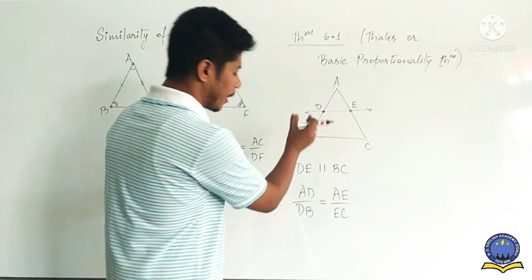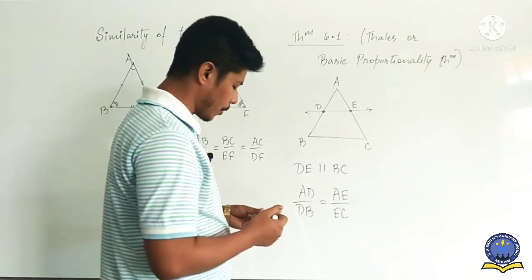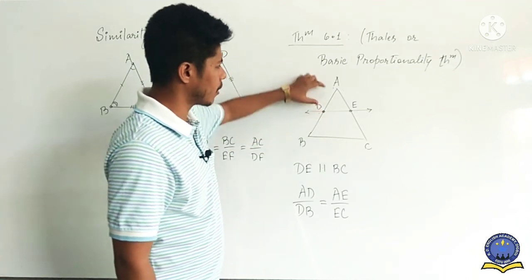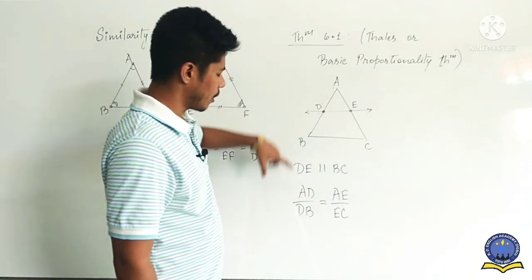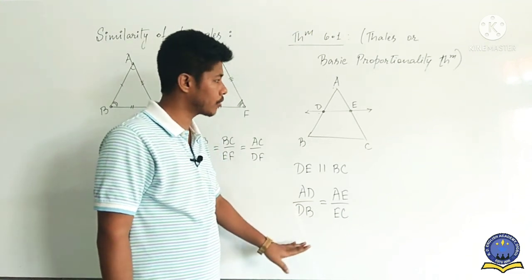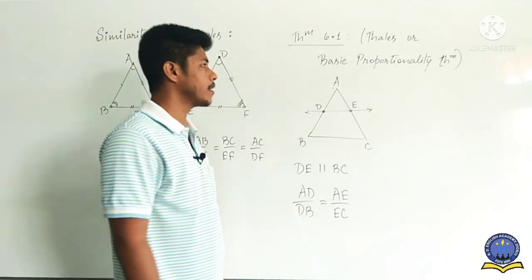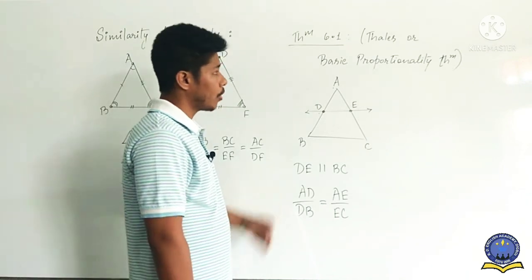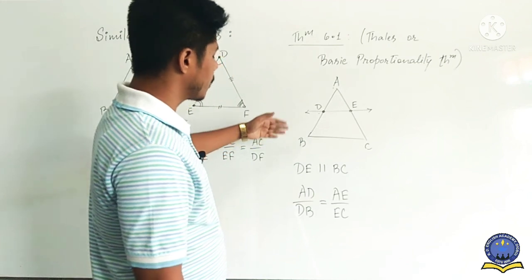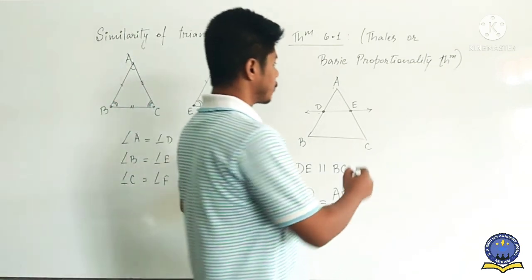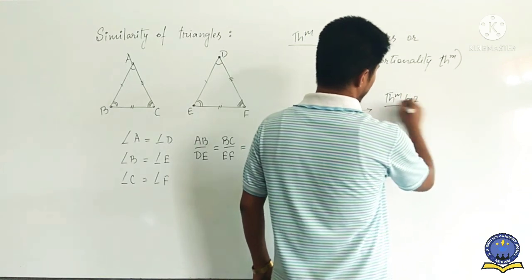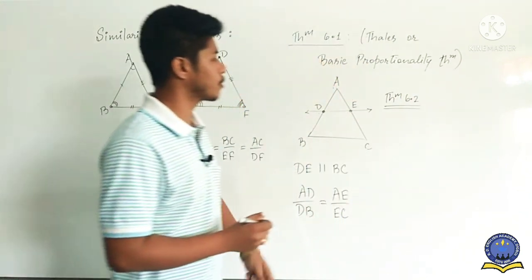Is it clear? Practically we get it in this way. So in case of a triangle, if a line is parallel to the third side, then the ratio AD by DB is always equal to AE by EC. All of you understood this one? So this is known as the basic proportionality theorem, or Thales theorem. Now related to this, another theorem is there, and that is theorem 6.2. So what is theorem 6.2?